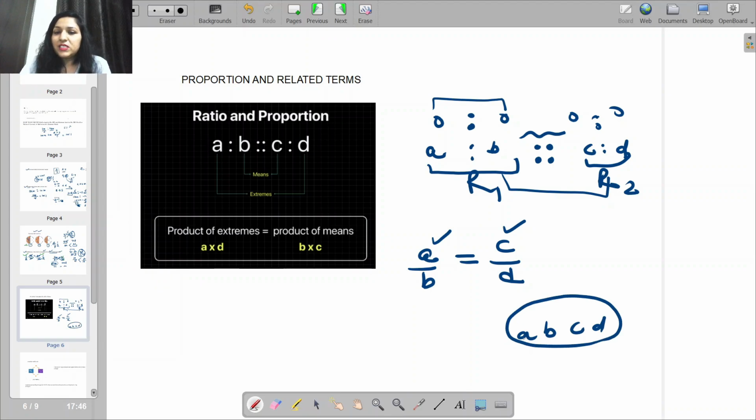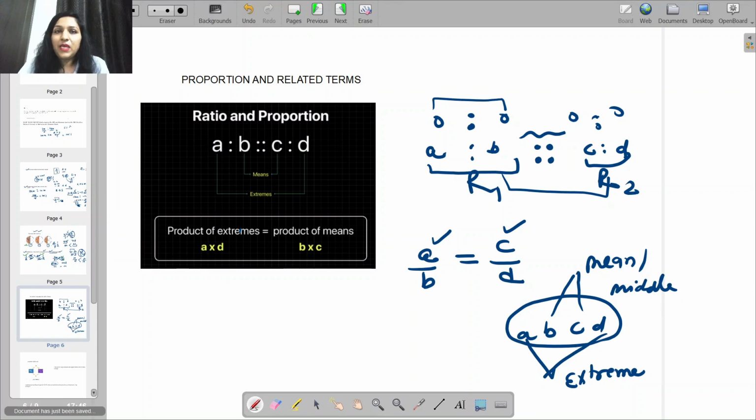दिस फर्स्ट एंड द लास्ट टर्म, इनको हम बोलते हैं एक्सट्रीम टर्म्स. ओके, फर्स्ट एंड द लास्ट टर्म्स, these are known as extreme terms. एंड B एंड C, इन्हें हम बोलते हैं या तो मीन टर्म और मिडिल टर्म. एक ही बात है, because sometimes in the question it is being asked what are the extreme terms and what are the mean terms here. So you should know this name.